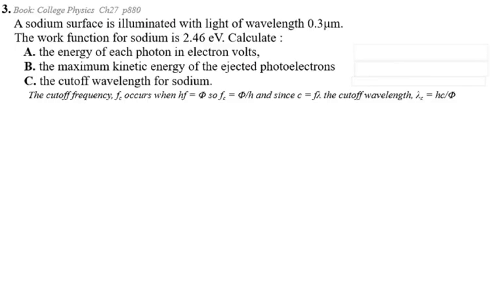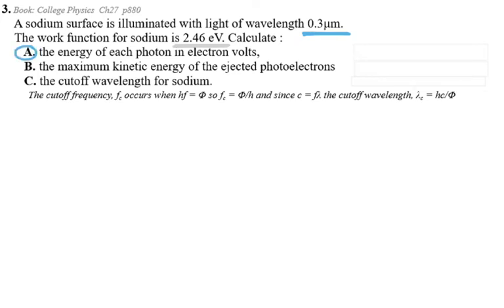In this next problem, they say a sodium surface is illuminated with light of a given wavelength. So they give you the wavelength of this light, so that I can figure out the energy of the photon. The work function of the sodium is given, so that's how much energy is needed to pull out the electrons from that sodium. And then calculate the energy of each photon in electron volts. Since the wavelength is given, I can calculate the energy of the photon.